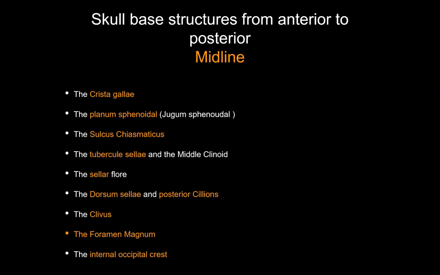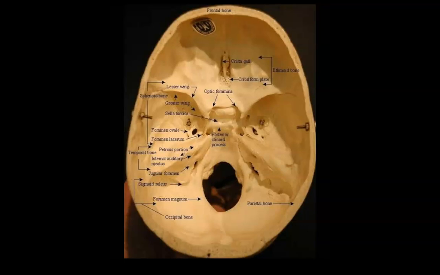Skull base structures from anterior to posterior, you will find it on the skull. You shouldn't remember it like that, but I'm showing it from anterior to posterior. Let's go. Foramen cecum, crista galli, cribriform plate of the ethmoid, planum sphenoidale, sulcus chiasmaticus, tuberculum sellae with the middle clinoid, floor of the sella, dorsum sellae with the posterior clinoid, and then the clivus, basi-sphenoid and basi-occiput.